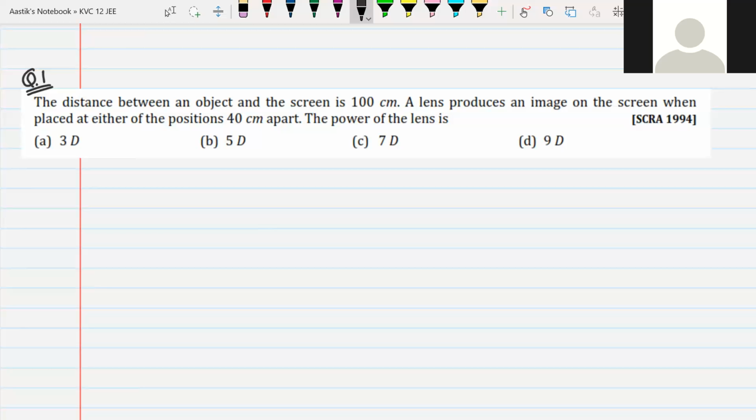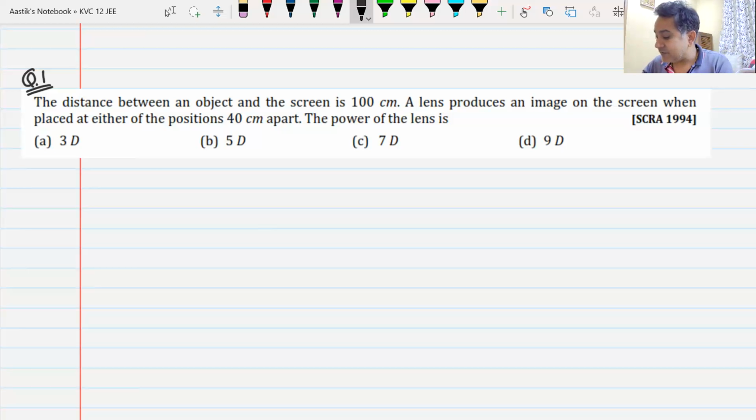Sir, option B. Let me check. I'm just looking at a question of JEE. I got it. Yes. Which was the question? Yes, option B, sir. That is correct, sir.